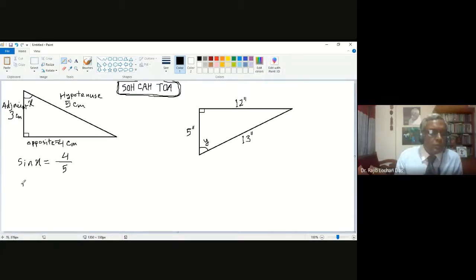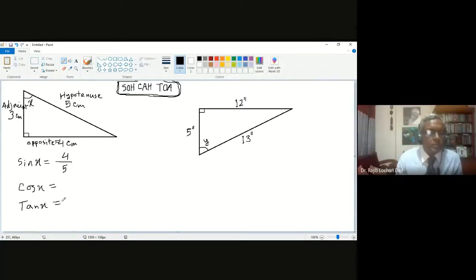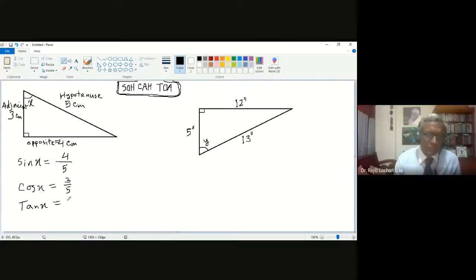Now tell me what will be cos x? Sir, 3 divided by 5. So it is actually according to the formula: cos x means adjacent by hypotenuse. So 3 divided by 5, it is correct. And what is tan x? Sir, 4 divided by 3. This is also correct. Okay, so these are the situations on the left side.